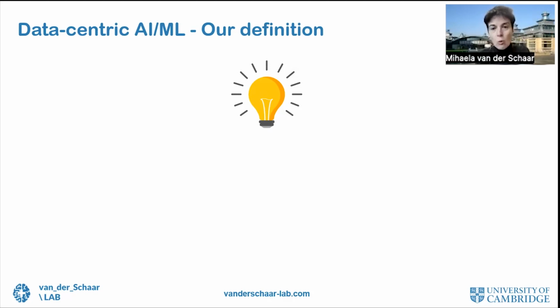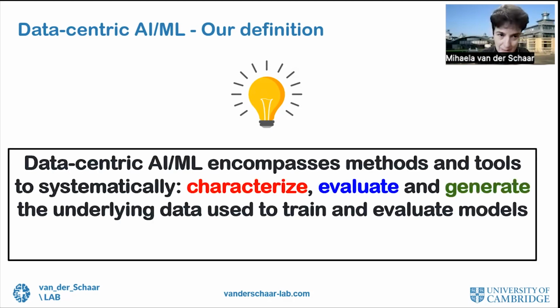This area of data-centric AI and machine learning has emerged relatively recently, but unlike other researchers in machine learning, we have defined data-centric AI to be much more encompassing and enable us to think holistically about building end-to-end machine learning pipelines. So we define this area as encompassing methods and tools to systematically characterize the data, evaluate the quality of the data, as well as generate the underlying data used to train and evaluate models. And this means that at the machine learning pipeline level, the consideration at each stage should be informed in a data-driven way.